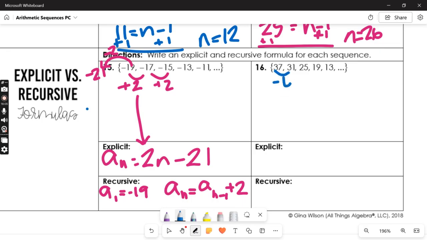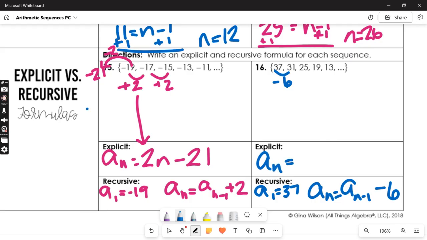Okay, here, this one we're subtracting 6 each time. So for my recursive, I'm going to say my first term is 37. My next term is the previous one minus 6. For my explicit, I'm going to say negative 6n. And then if I work backwards, I'm going to add 6 to this, which would be 43. So it's positive 43.